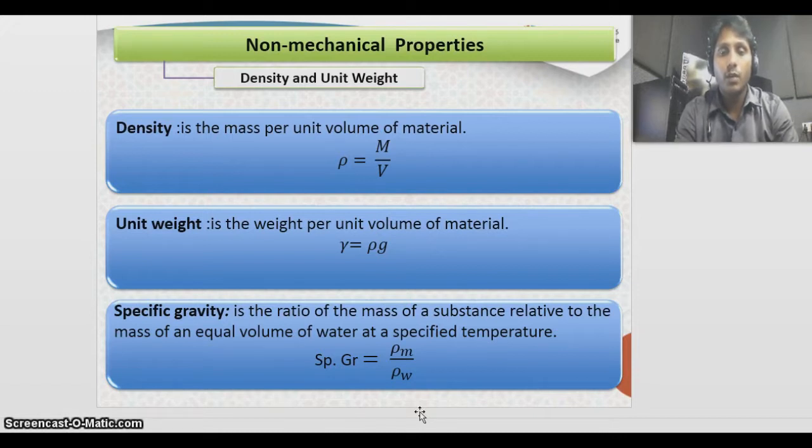It is denoted by rho. Rho is equal to mass by volume. Then unit weight is the weight per unit volume of material. Gamma is equal to rho multiplied by g. Specific gravity is the ratio of the mass of a substance relative to the mass of an equal volume of water at a specified temperature. So specific gravity is equal to rho m over rho w.